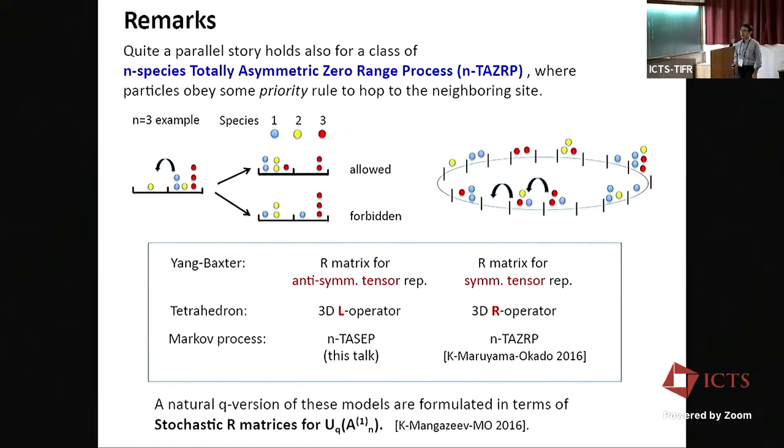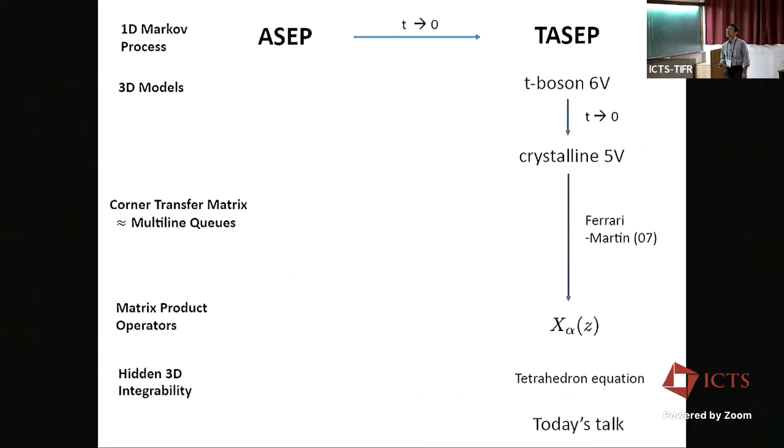But the natural q version of these models can be formulated using the stochastic R matrix, and some results have also been obtained. So this is a final remark. We have talked about these things. This is a one-dimensional model, and we introduced three-dimensional operators and did some procedure. Especially, we identified the so-called multi-line queue construction as a corner transfer matrix. That was a key idea, and we obtained this operator.